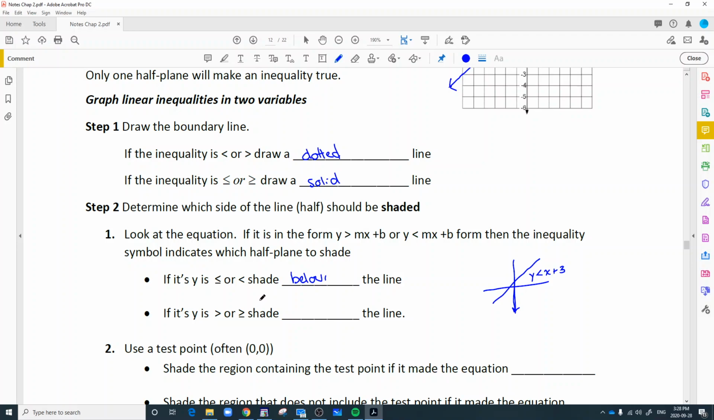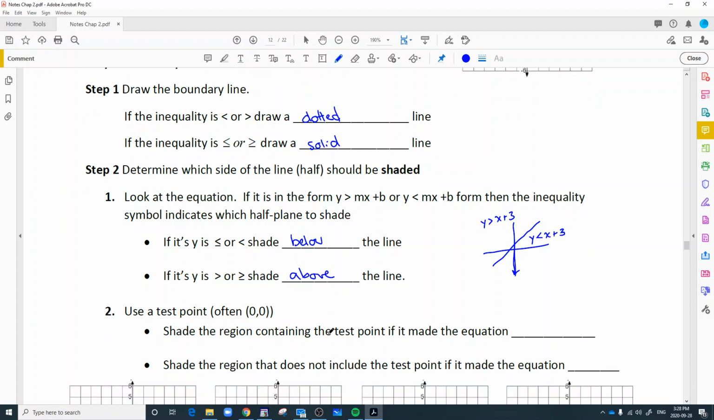If the sign is greater than or equal to, you're going to shade above. Now, I'm not the biggest fan of number 1. I think what's better is to use a test point. So you're going to test: does a point above the boundary line make the inequality true, or does a point below the boundary line make the inequality true? You're going to shade the region containing the test point if it made the equation true. You're going to shade the region that does not include the test point if it made the equation false.